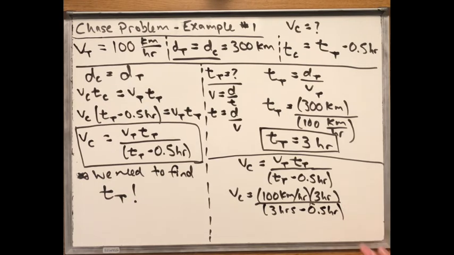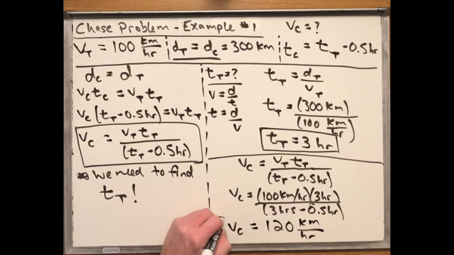And when you take 3 divided by 2.5, and you multiply it by 100, you get the speed of the cops, which is 120 kilometers per hour. And that's it.